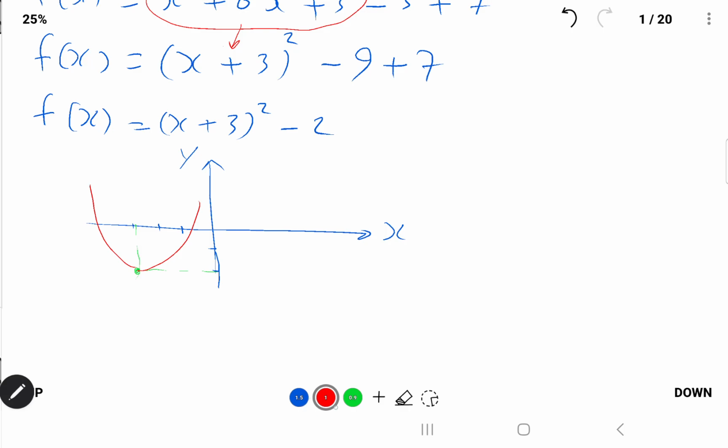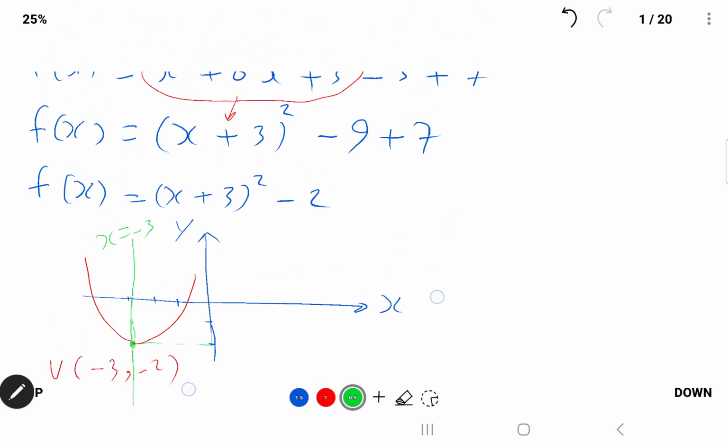So in this case, the vertex will be (-3, -2). And the line of symmetry would be x equal to -3. Thank you.